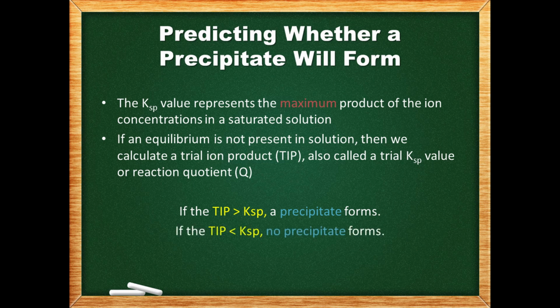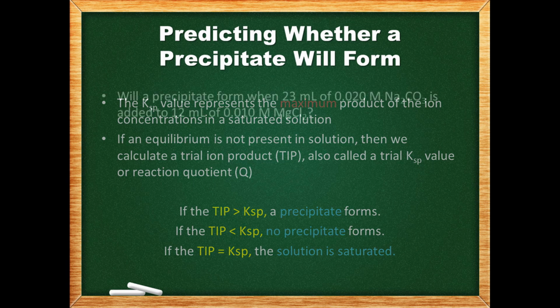If the TIP is smaller than the KSP, no precipitate forms. If the TIP equals the KSP, the solution is saturated. This occurs when a precipitate is just beginning to form.